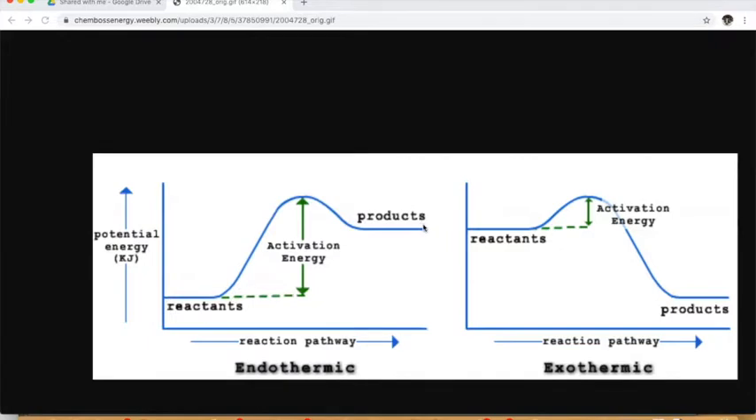In contrast, in an exothermic reaction, the reactants have a lot of energy. We have a little bit of activation energy required, and then the products down here actually needed to release energy to form.